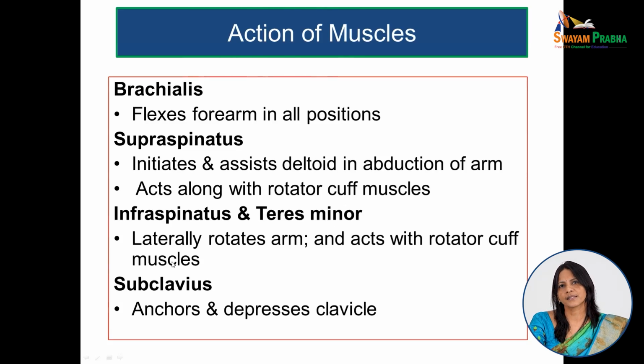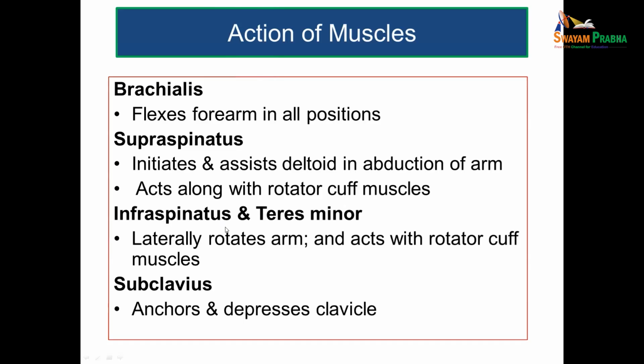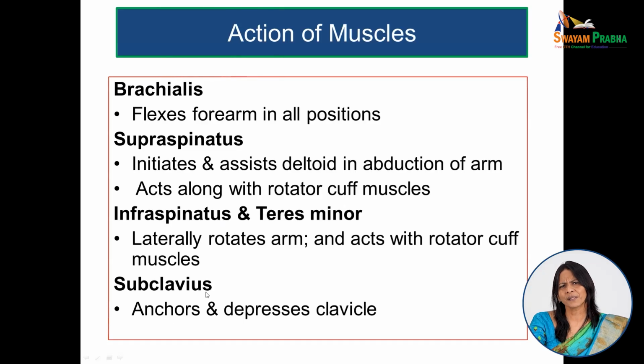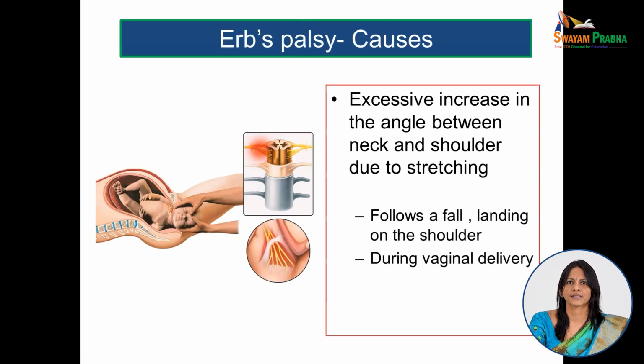So, infraspinatus and teres minor together, they rotate the arm laterally. That is why unopposed action of the medial rotation by the subscapularis causes the limb to be medially rotated because of the paralysis of the infraspinatus and the teres minor. The subclavius is a very small muscle. It has a very minimal anchoring role on the clavicle and is not much compromised during Erb's palsy.